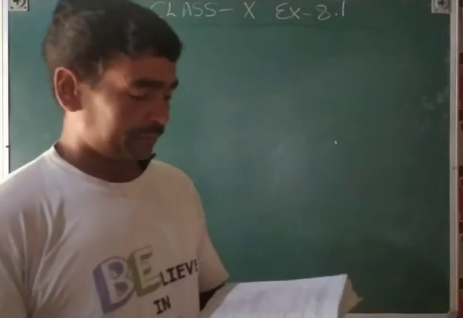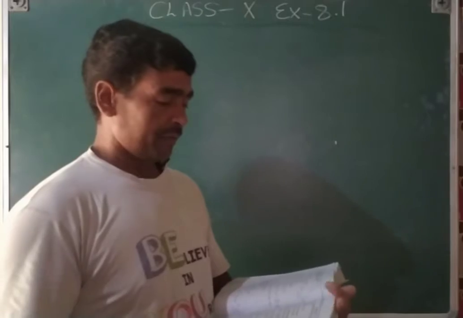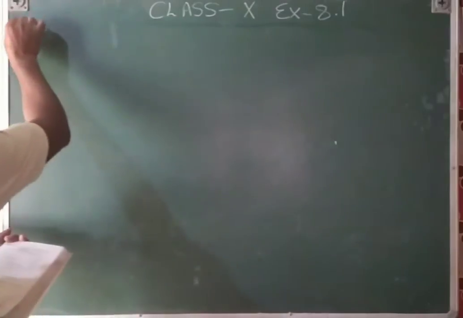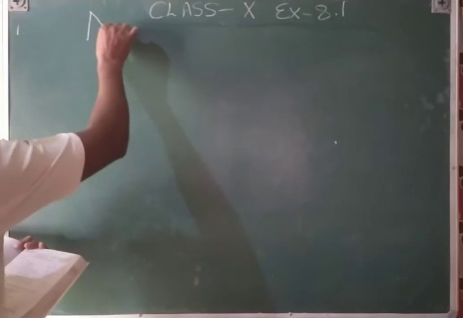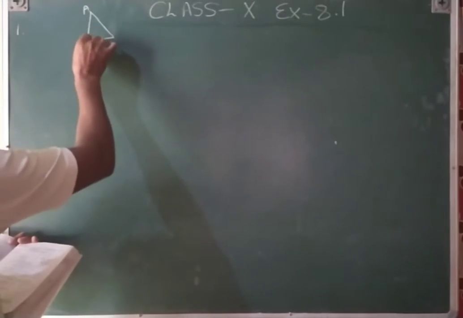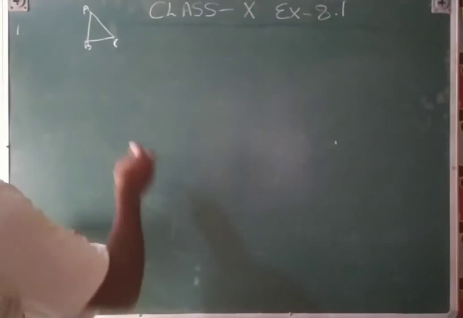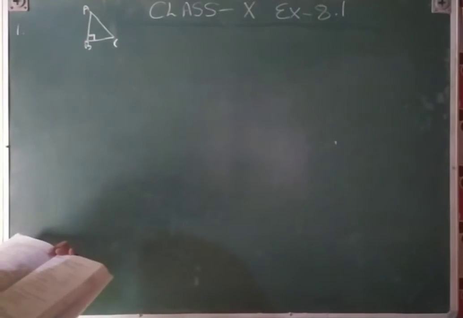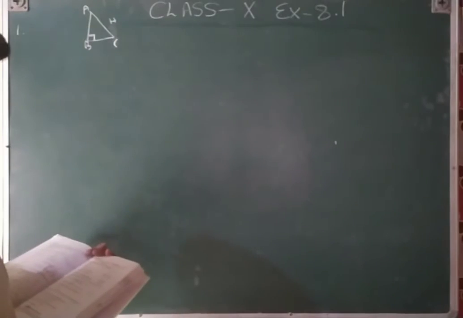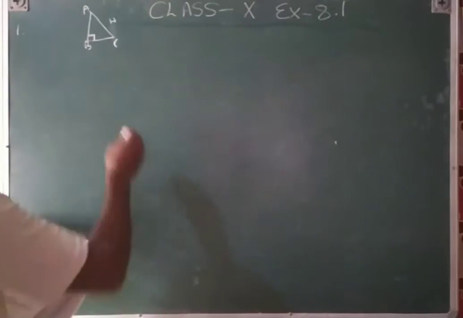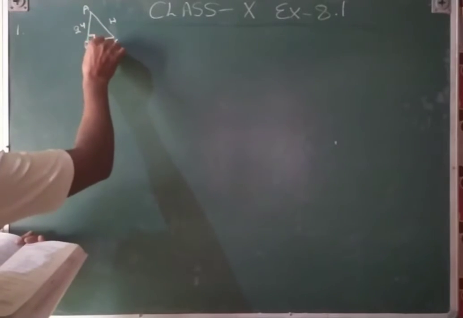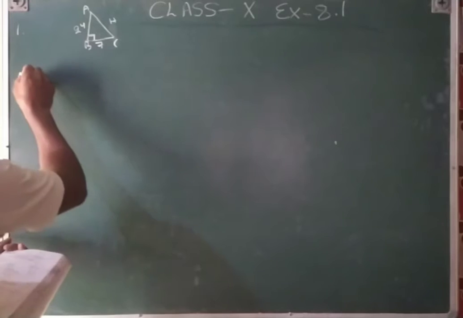So in exercise 8.1, question number 1: in a triangle ABC, first of all we will draw the triangle ABC, with a right angle at B. So obviously AC will be the hypotenuse. Then AB is equal to 24, and BC is equal to 7. First of all we will find AC.